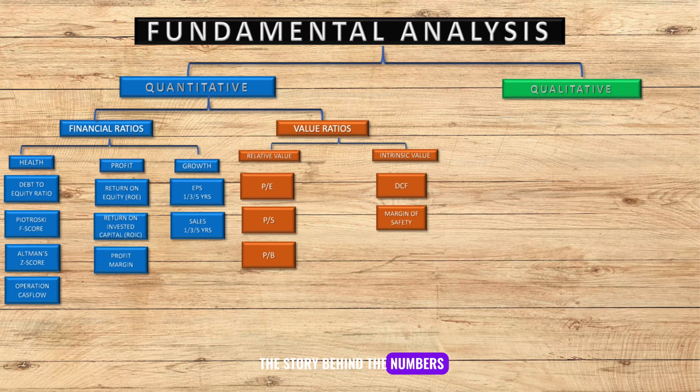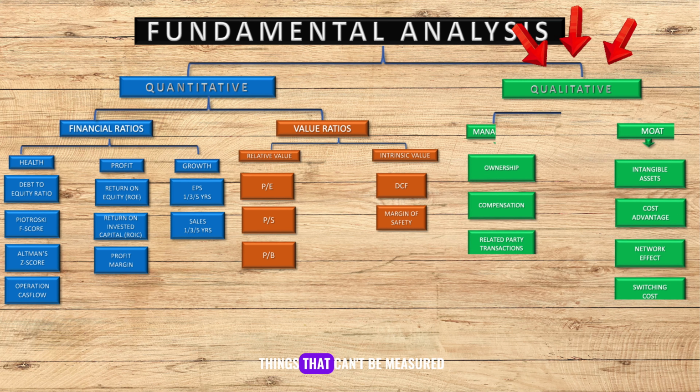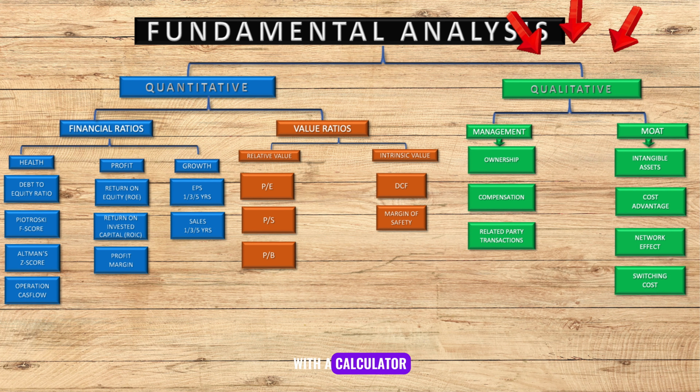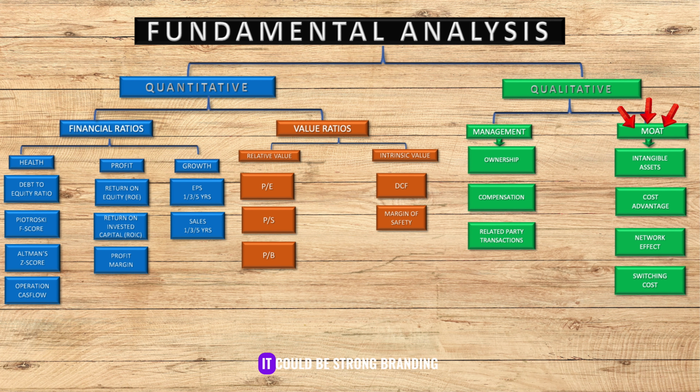Next, the qualitative side is the story behind the numbers. Here, we look at things that can't be measured with a calculator, like the quality of the management team. Are they competent, ethical, focused on long-term growth? The competitive advantage, or what Warren Buffett calls the moat: what protects this business from being eaten alive by competitors? It could be strong branding, customer loyalty, patents, or high switching costs. Anything that makes the company difficult to replicate.